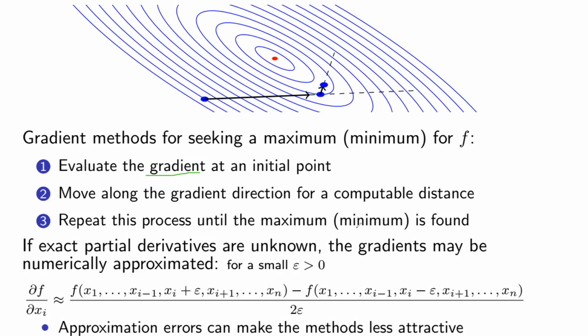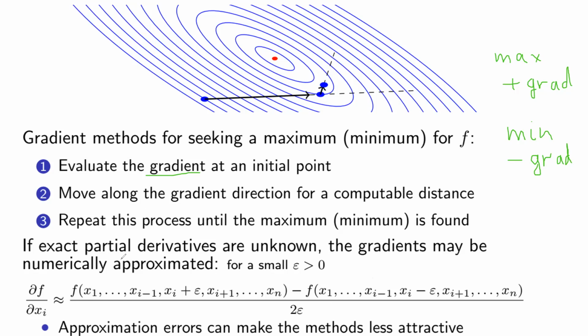So if we want to find the maximum, then we add the gradient. The gradient is the direction in which the function increases. If I want to find the minimum, I subtract the gradient. So I move in the opposite direction, and moving in the opposite direction makes my function decrease.